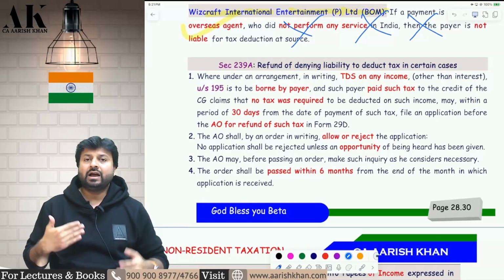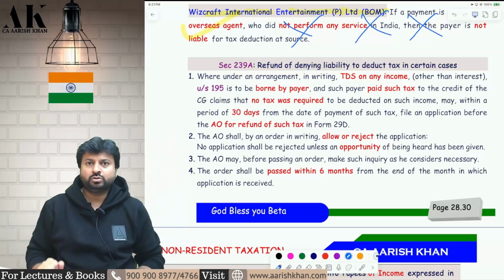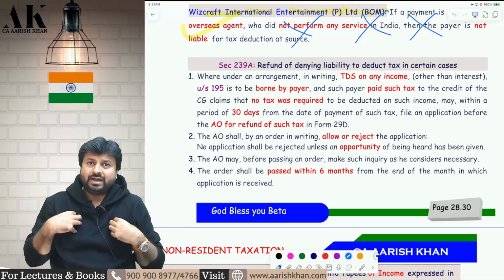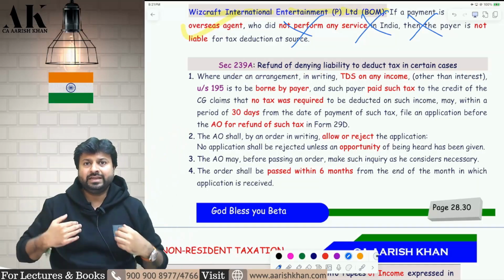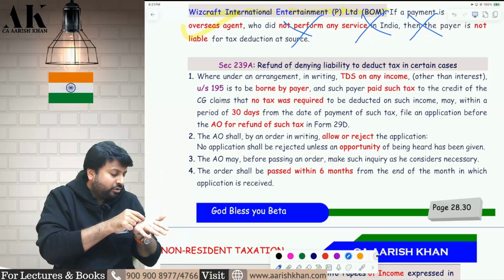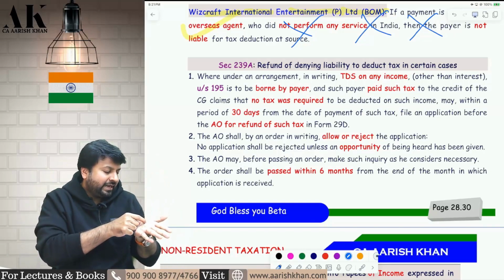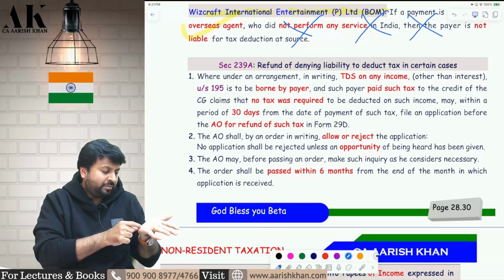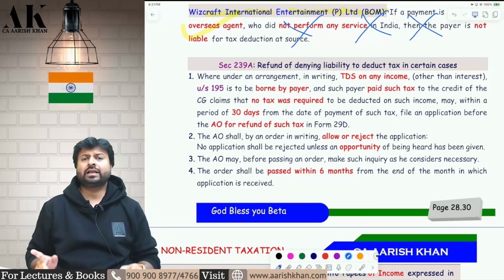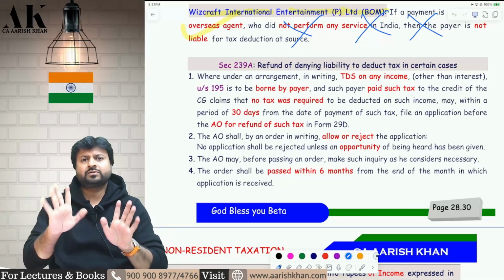Therefore, in that case, what will I do? I will pay 10 lakh rupees to you. I am a payer, you are a payee. I am in India, you are a non-resident foreign company. I will pay 10 lakhs to you, and then I will do gross up from 10 lakhs. I will say 10 lakh is 90%. Therefore, 100% is how much? 10% is how much? I will do backward calculation and I will pay to the government. So that's what I did.